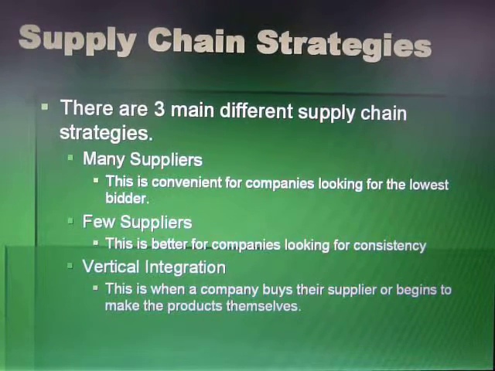There are three main different supply chain strategies. Many suppliers. This is convenient for companies looking for the lowest bidder. They can go to many suppliers and see which one has the best price.